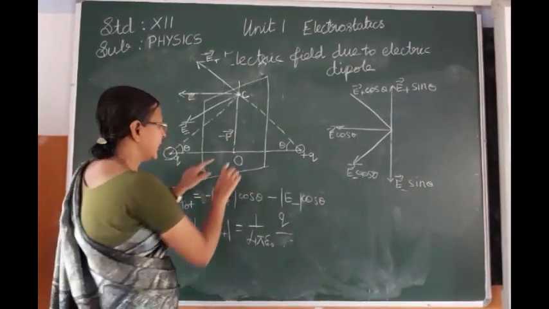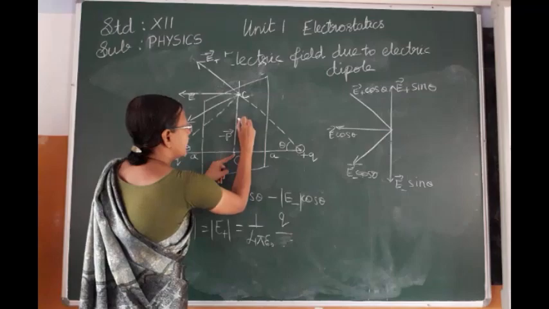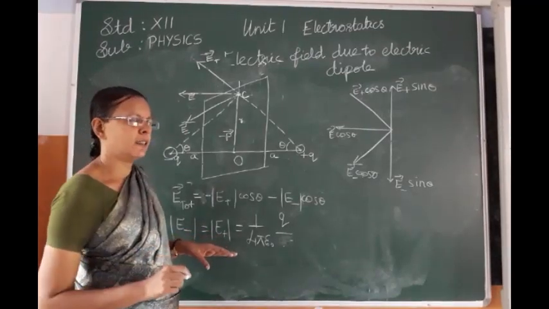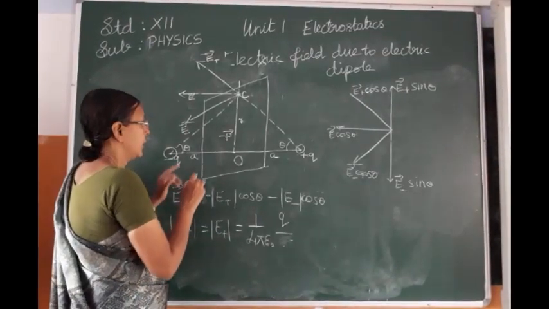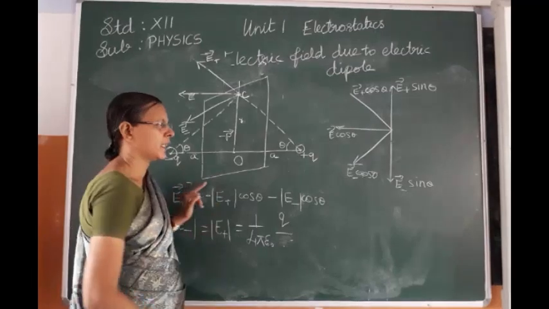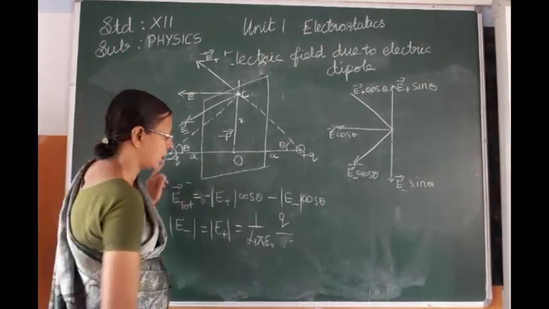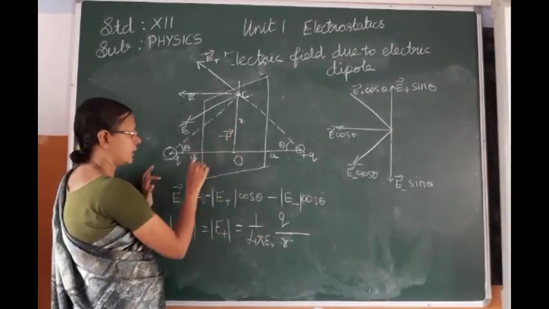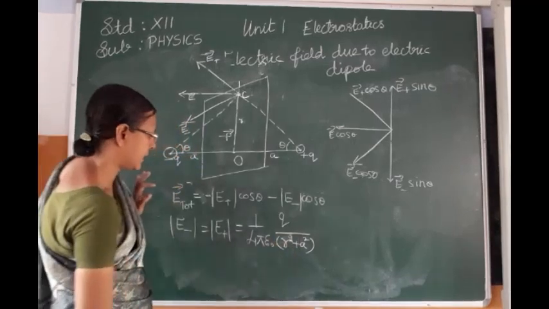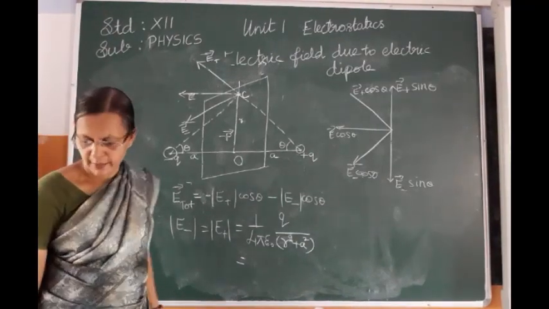One more thing. The distance from the midpoint to plus q is a, and to minus q is a. The distance from O to C is r. Now we know the Pythagoras theorem. What is Pythagoras theorem saying? The hypotenuse square is equal to the adjacent side square plus opposite side square. So it is r square plus a square. In this r square plus a square, we have to solve this.